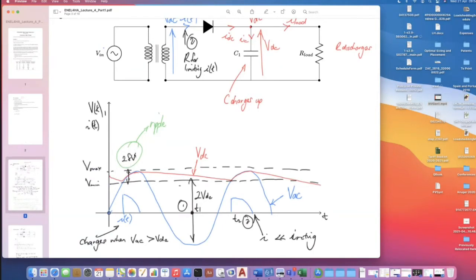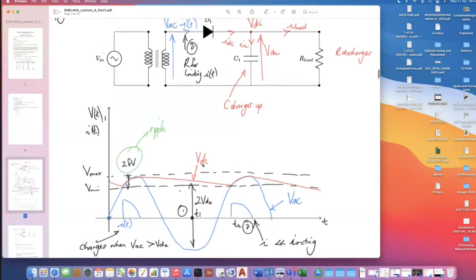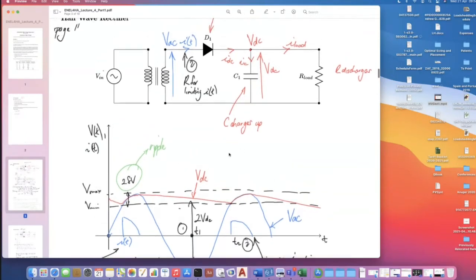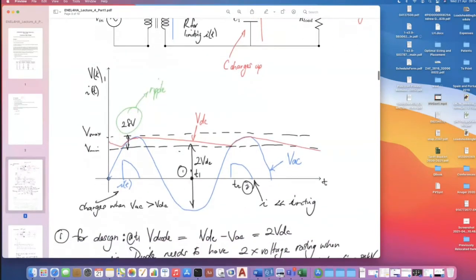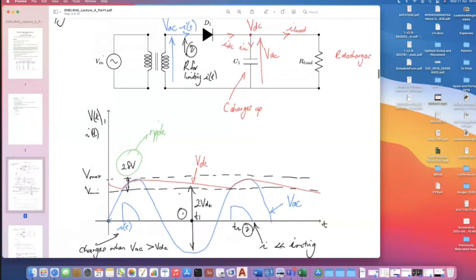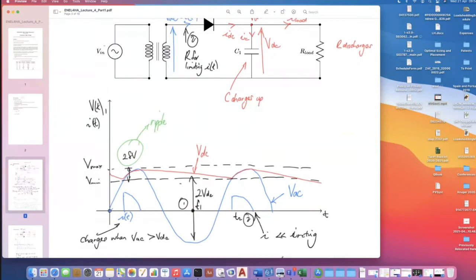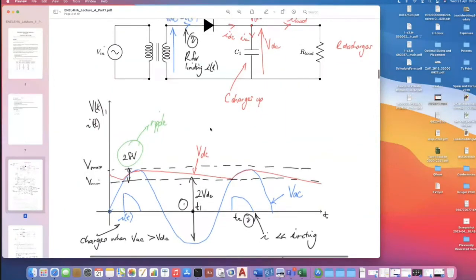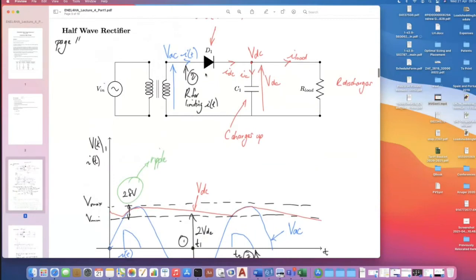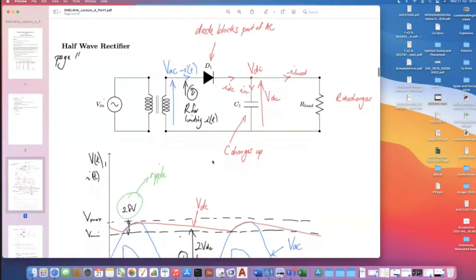There we can have a look at our definitions. So there's our ripple. Vmax minus Vmin is 2 delta V. And then our VDC will be the average of that waveform. If we look at our point number 1, at T1, you can see the voltage difference between the capacitor and the input. VDC minus VAC is approximately equal to 2 VDC. So that diode needs to handle 2 VDC.